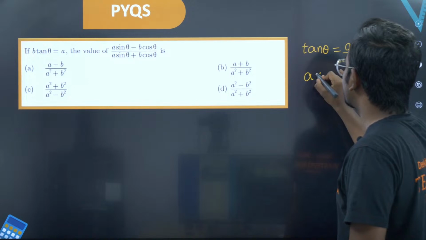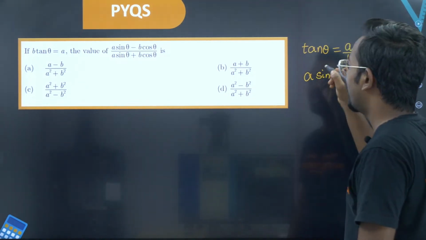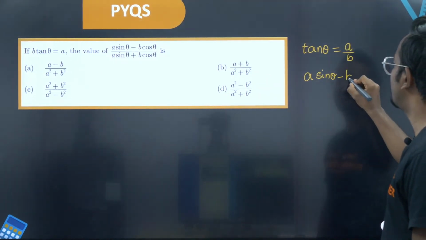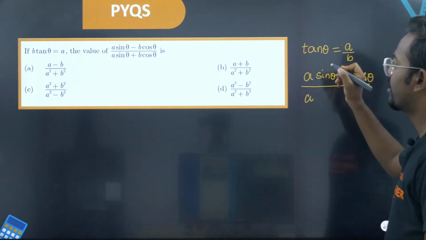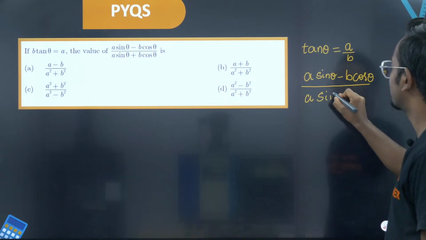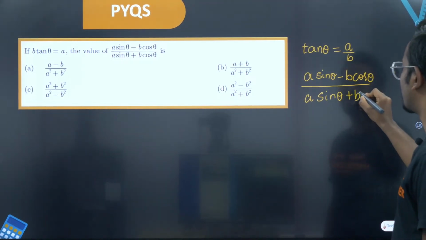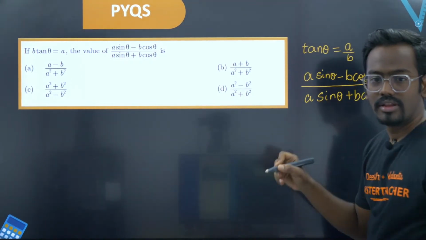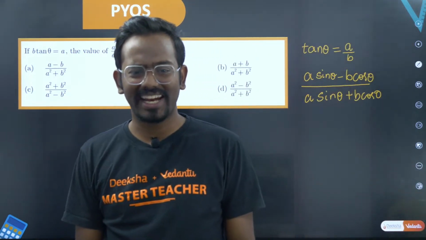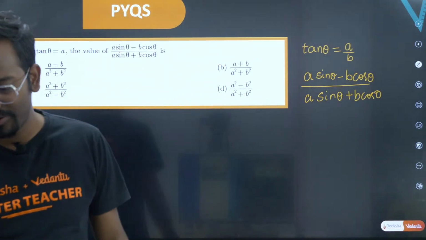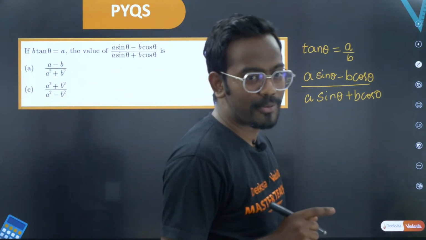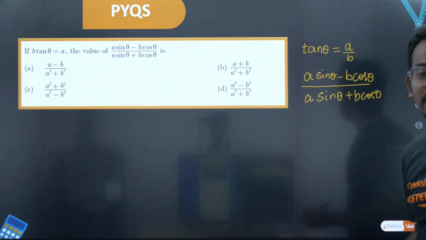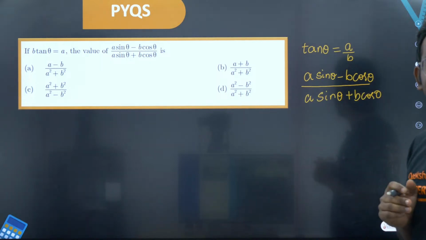You have a sin theta minus b cos theta divided by a sin theta plus b cos theta, right? Yes, sir, option D is the right answer, infinity 1. Very good. So he has already answered infinity 1. I want you to respond. How do I get tan theta over here? Just tell me how do I get tan theta over here.